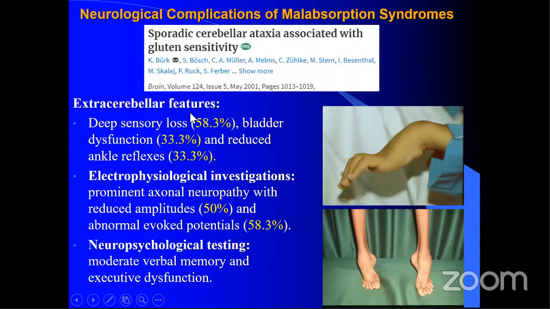The extracerebellar features included deep sensory loss, bladder dysfunction, and reduced ankle jerks, and these were confirmed in electrophysiology. So it looks like a peripheral neuropathy. And as a feature of peripheral neuropathy, if you ask a child to outstretch his hands, there is this sign, which is clawing. And also in the lower limbs, there is distal wasting and weakness, and also this equinovarus deformity.